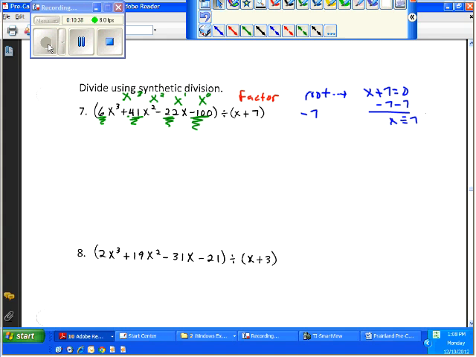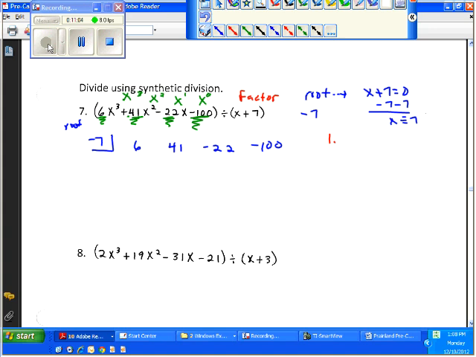Okay? So here's how we're going to do it with synthetic division. We're just going to write down those coefficients. 6, 41, negative 22, negative 100, divided by the root, not the factor. The root is negative 7 when the factor is x plus 7. We divide by the root. Okay?